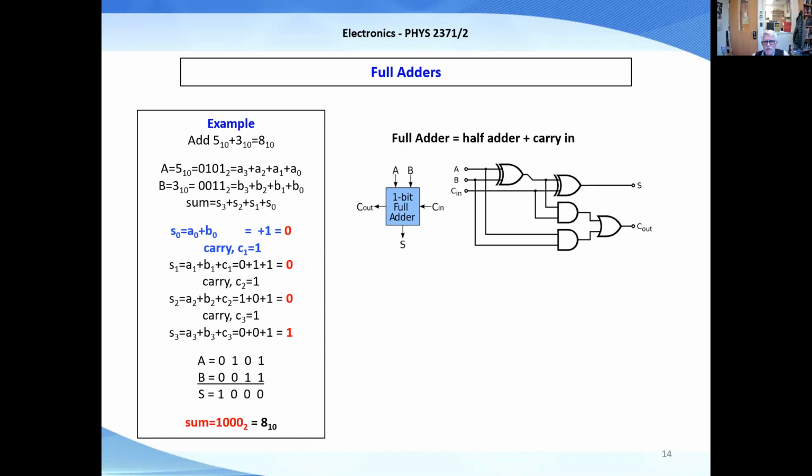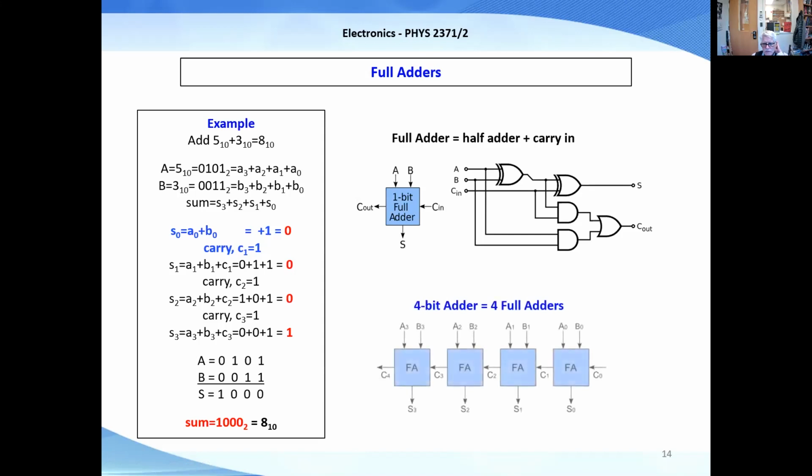Okay, so these things are used a whole lot in computers to do almost anything. So this is just for 1 bit, and then for every bit, you're going to have one of these full adders. So if you have a 4-bit digital number, then you have to have 4 of these full adders. Any questions?